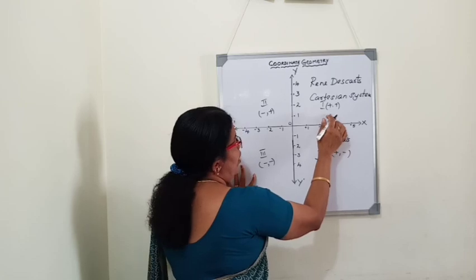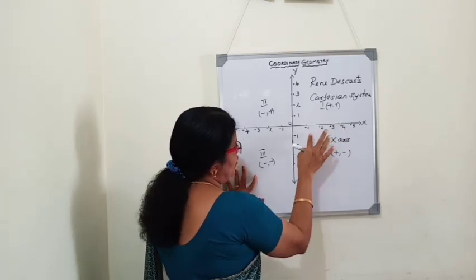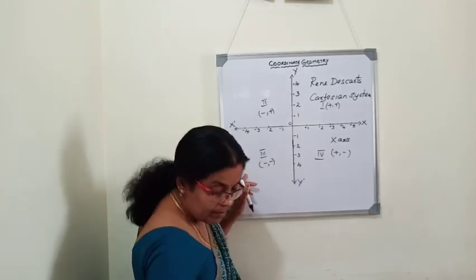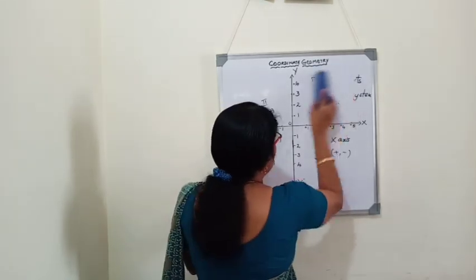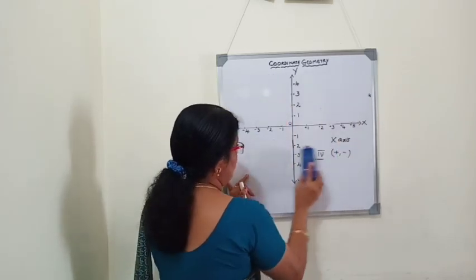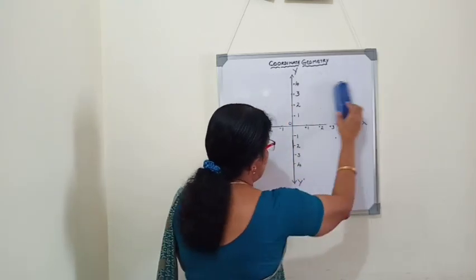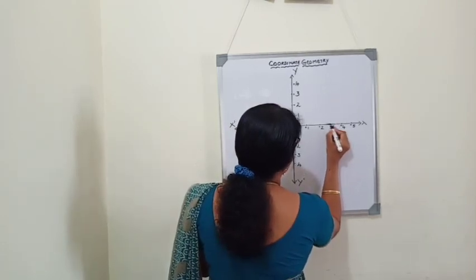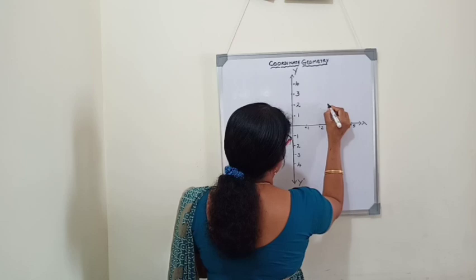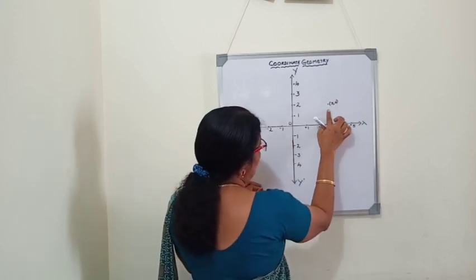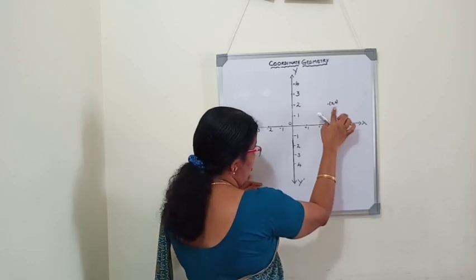When we plot a point, first we will mark the x coordinate and then we will mark the y coordinate. So let me mark a point (3, 2). Here we will mark the point (3, 2). So 3 is the x coordinate and 2 is the y coordinate.